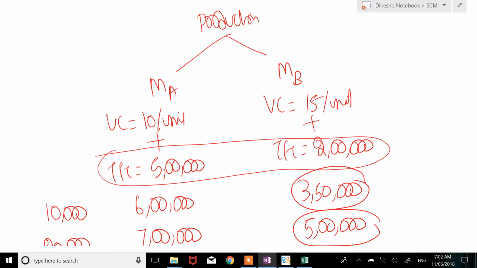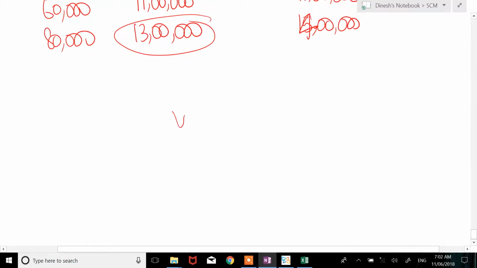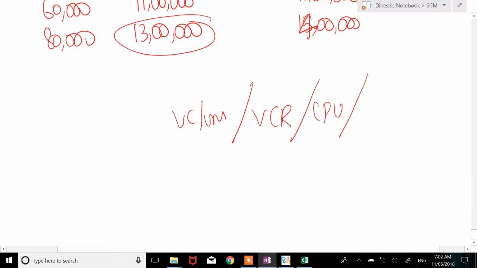Or your denominator can be 4 possible denominators. One is change in variable cost per unit, variable cost ratio, contribution per unit, or profit volume ratio. You can also divide by change in contribution per unit. If you divide by variable cost per unit or contribution per unit, you get the answer in units. If you divide by variable cost ratio or PVR, you get the answer in rupees.